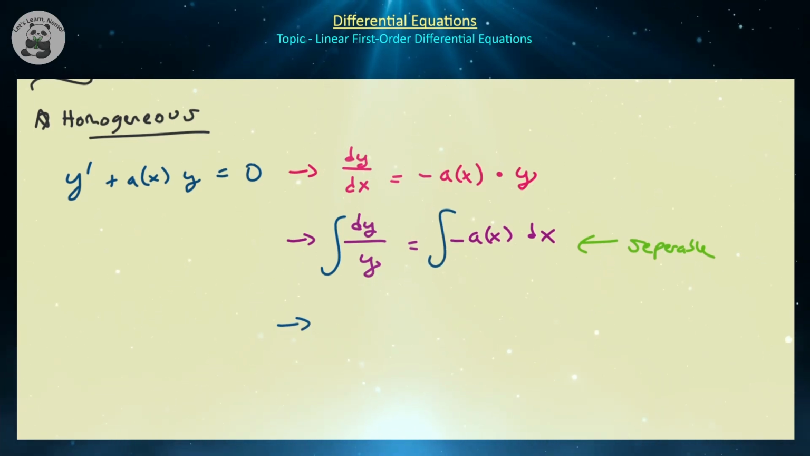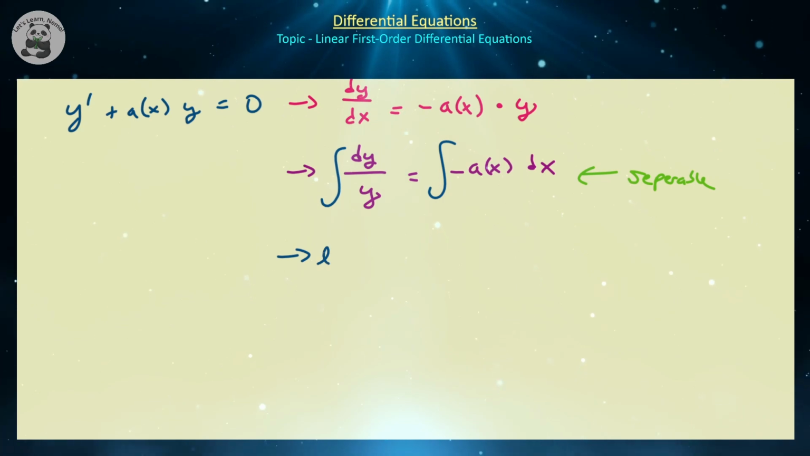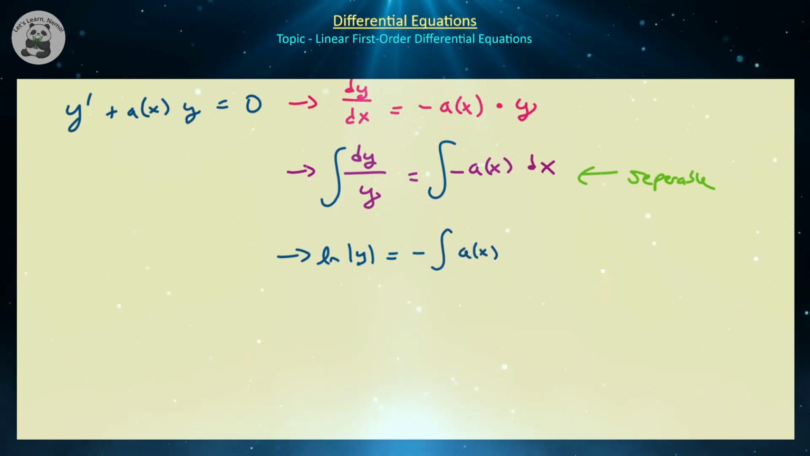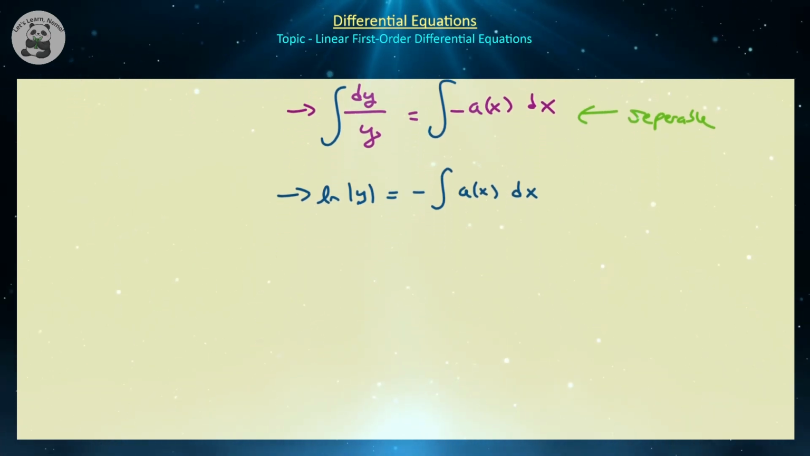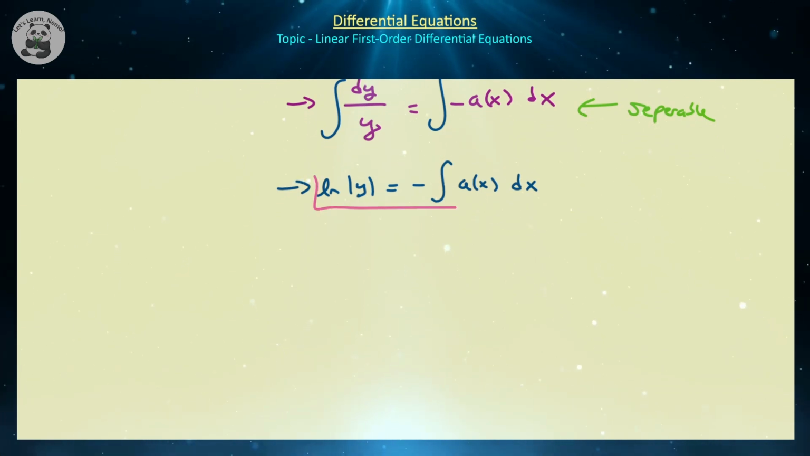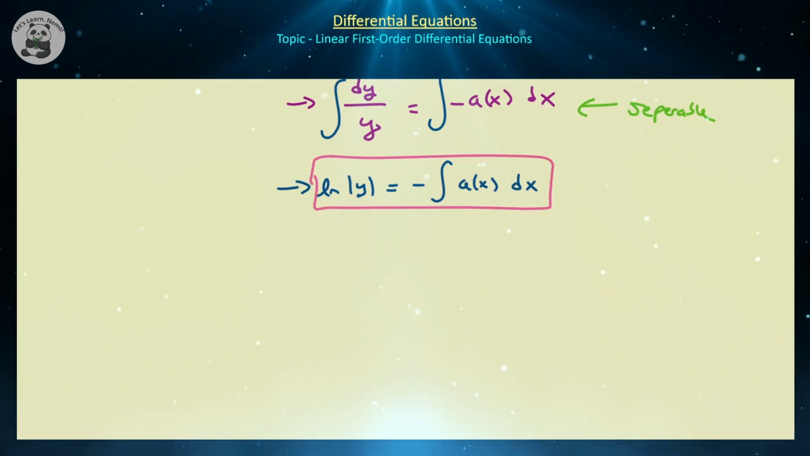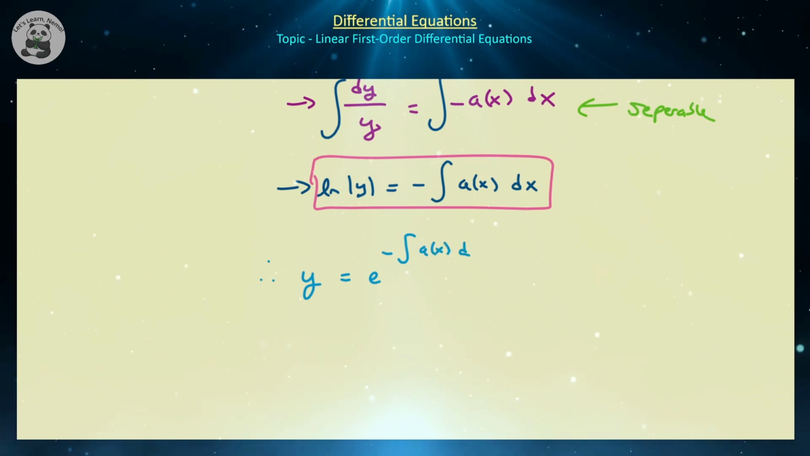On the left hand side we have the antiderivative of 1 over y, which is the natural log of the absolute value of y, equal to the negative integral of a of x dx. Let's just keep it in that form, rather than assuming the derivative of capital A is equal to little a. We can say that this is the implicit solution, but we can actually solve for y in this case. So we see that y is equal to e to the negative integral of a of x dx.